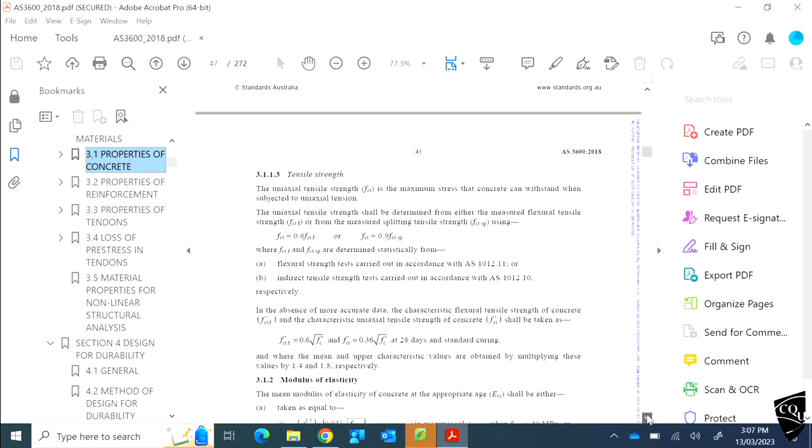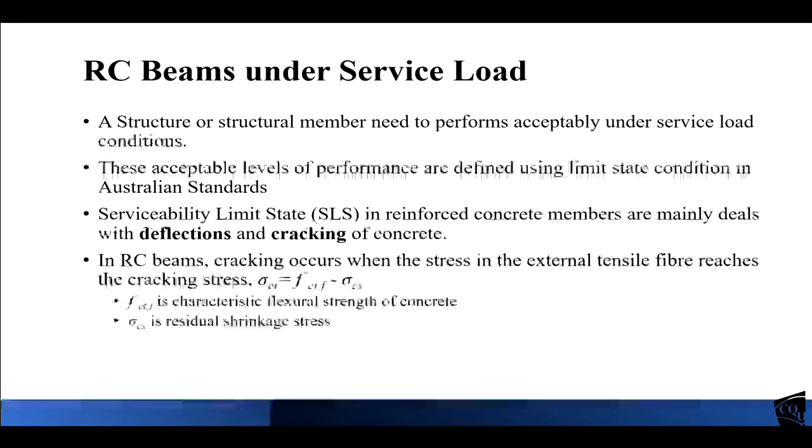This is tensile strength. So you can see the flexural one, f'ctf, this one. If you know f'c, you should be able to calculate f'ctf, that flexural capacity, without doing any test. So this is acceptable for the design. The flexural strength or flexural capacity of the concrete we should be able to get from the standard.